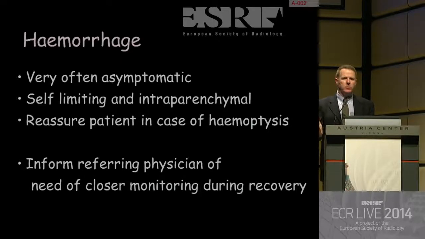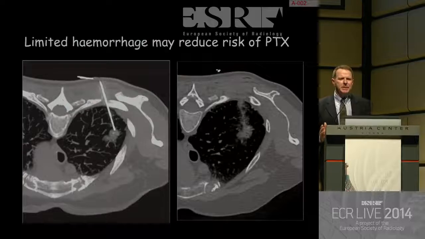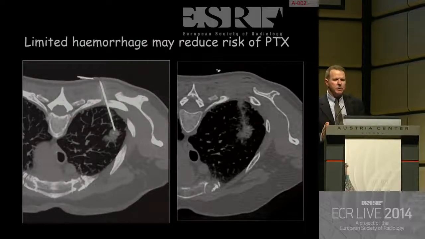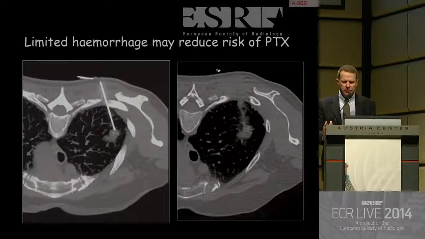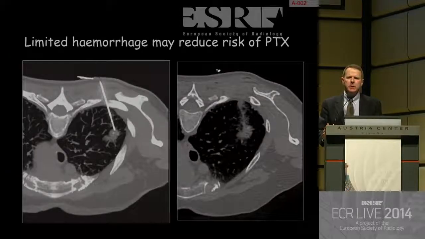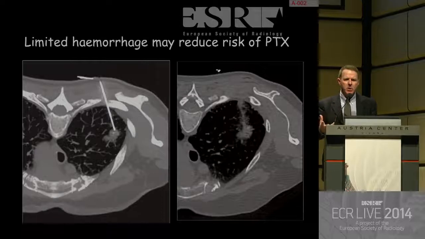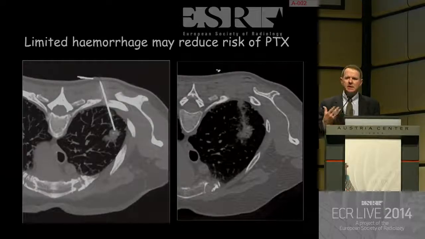Of course, you have to inform the referring physician and the ward because you may need closer monitoring of this patient. Sometimes a little bit of hemorrhage around the nodule may actually reduce the risk of pneumothorax because the blood will go into the tract and coagulate the tract instead of air if blood goes into the tract.